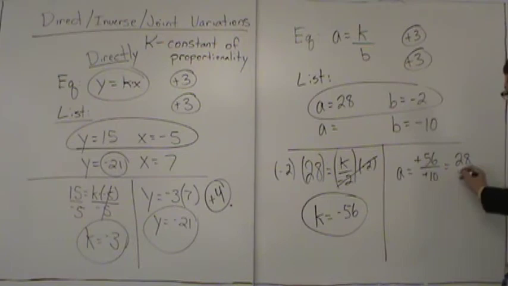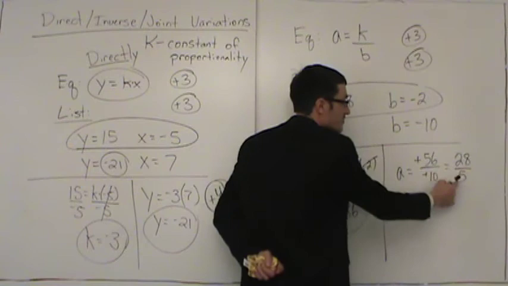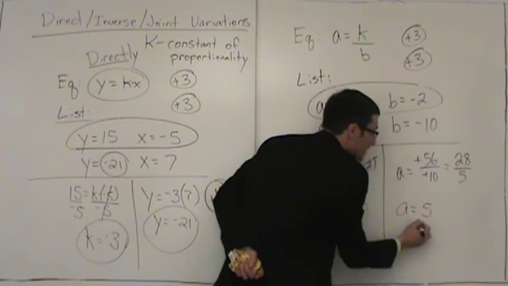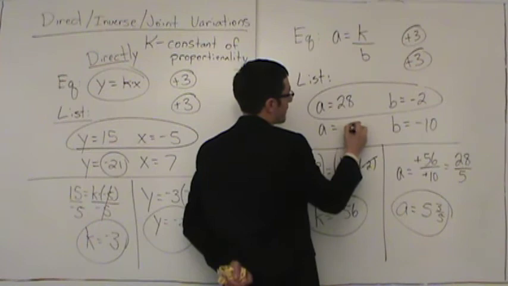And now, is A a final answer? No. So 28 over 5 is not acceptable. We need to convert this to a mixed number. How many times does 5 go into 28? Well, hopefully you say 5 goes into 28 5 times, because 5 times 5 gives 25, and how many are left over? 3. So we have 3/5. 5 and 3/5. So our answer is 5 and 3/5.